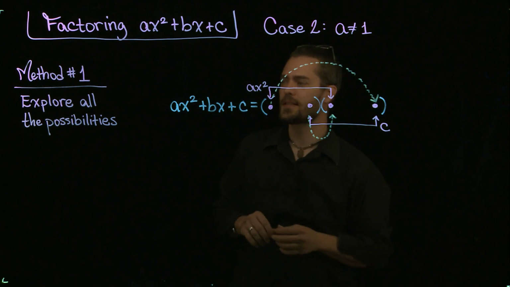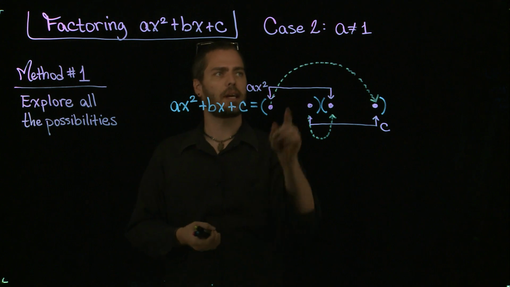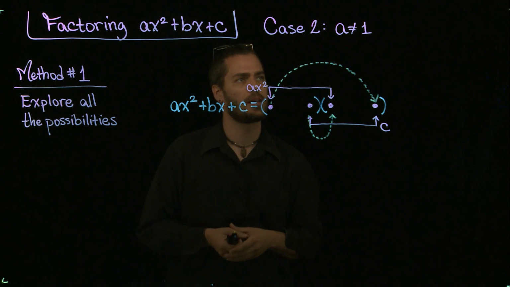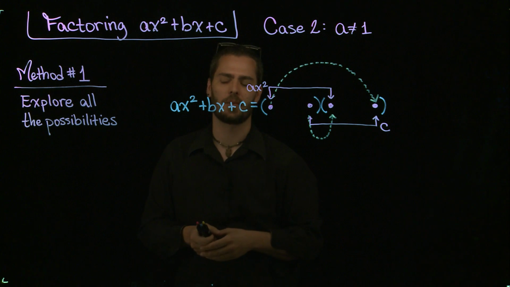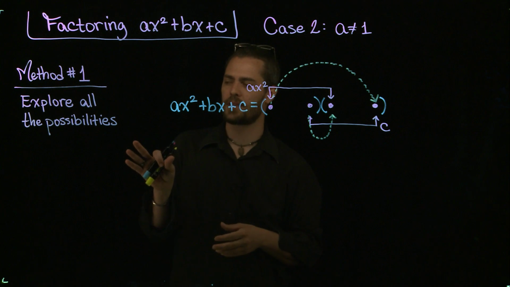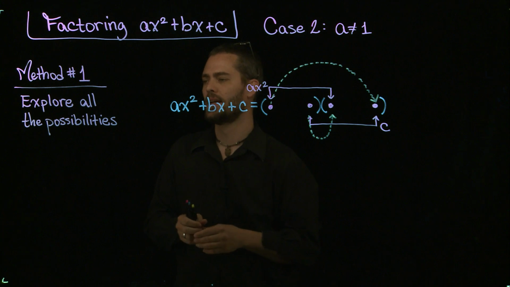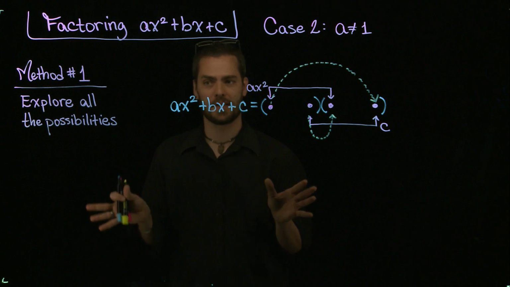Okay, well, at this time I would like to explore case number 2 where a is not equal to 1, where this leading coefficient of x squared is not equal to 1. And I'm going to show you 3 methods ultimately. Here's method number 1, which I call explore all the possibilities.